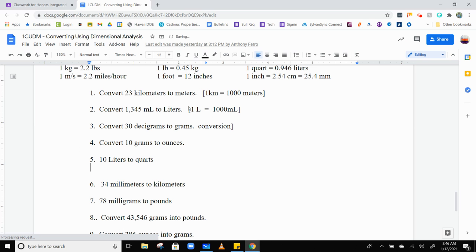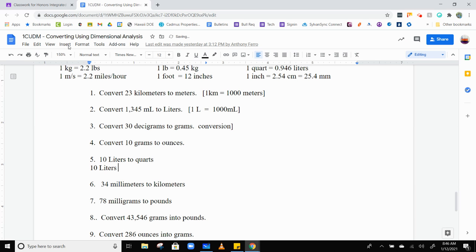So let's say we start with 10 liters, where you can type it in. Oh, it's working sort of slowly. So if we start with 10 liters and we want to go to quarts, there is a way to show the work on here. And again, this is totally up to you. You can write out the work.